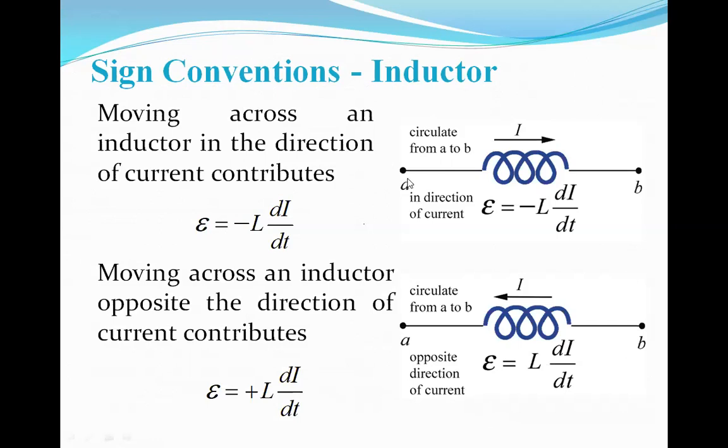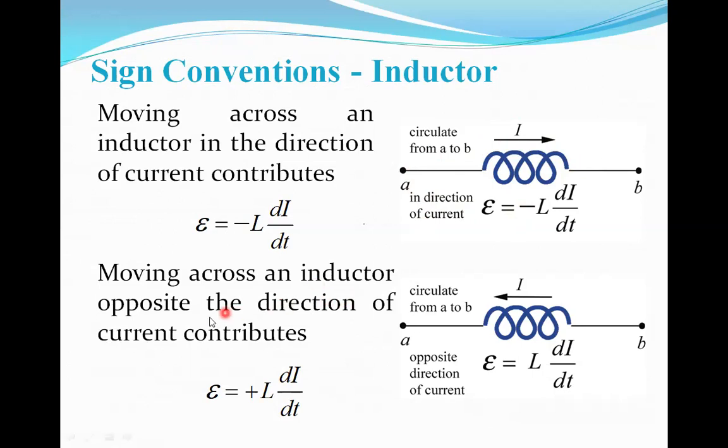From point A to B, here you can see that current circulates from A to B in the direction of current. How is the direction? The direction is from A to B. Then the EMF across this particular inductance should be equal to minus L dI by dt.